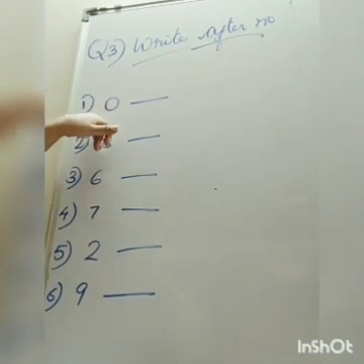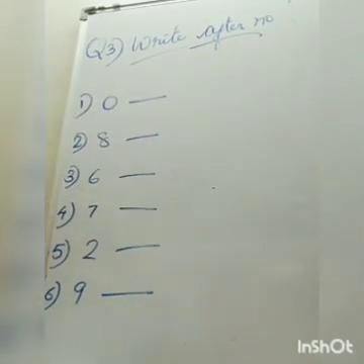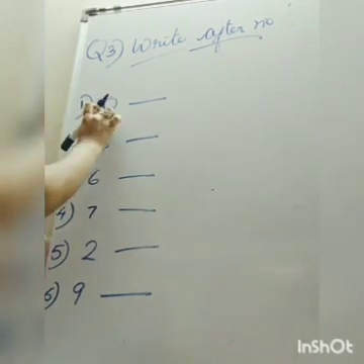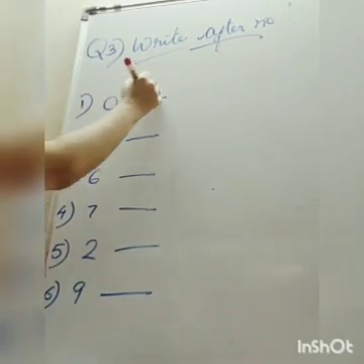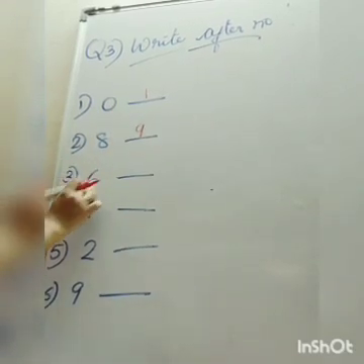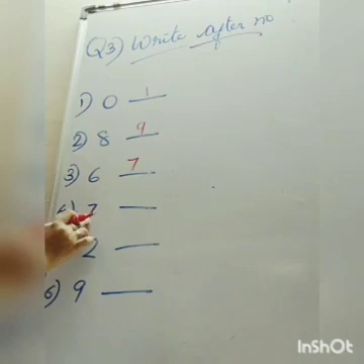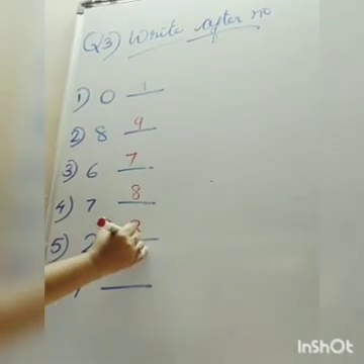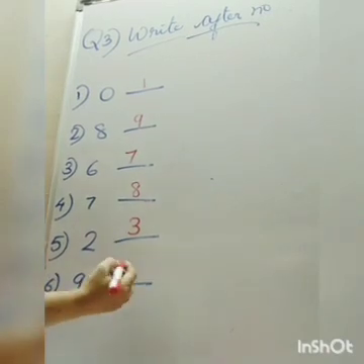Question number 4. Write after number. First question, after 0, just the next number. After 0, 1. After 8, 9. After 6, 7. After 7, 8. After 2, that is 3. And after 9, that is 10.